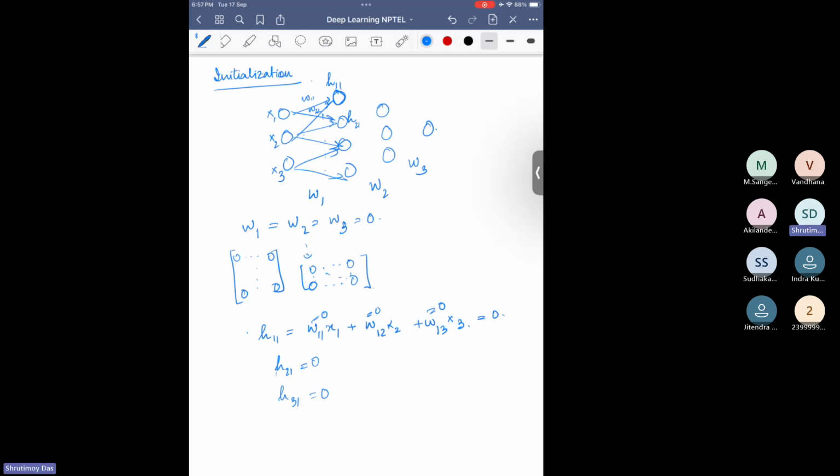So now, because each of these hidden layers becomes 0, whenever you are doing gradient descent or back propagation, it will see that all of these are 0, so there is nothing to update, right? So it will not update anything. So initialization with all zeros is a bad idea.